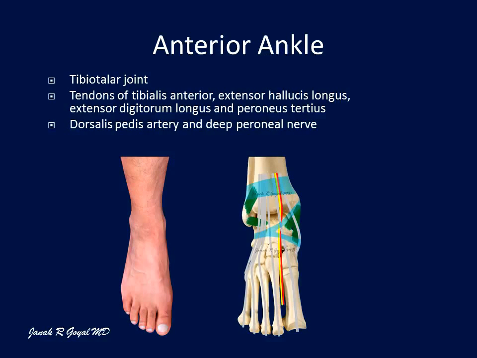The anterior aspect of the ankle can be examined with the patient supine, foot and ankle free for easy manipulation, or patient seated, knee flexed to 45 degrees with the foot resting on the examination table.